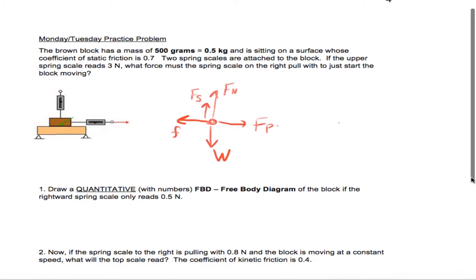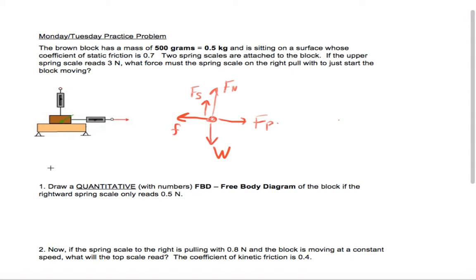So let's see if we can actually do something. I'm just working out number one right here. Let's see what we can label. I know that this force is 3 newtons. Now let's calculate the weight. That's going to be 0.5 times g, which is going to give me 5 newtons.